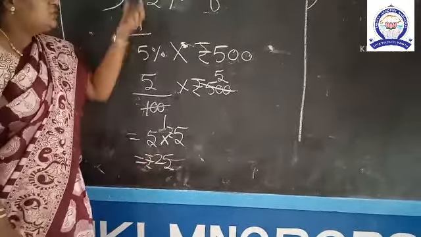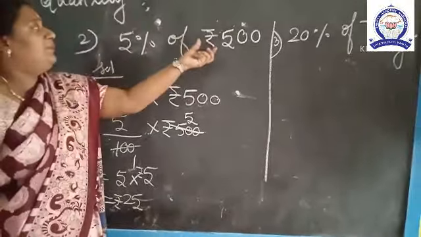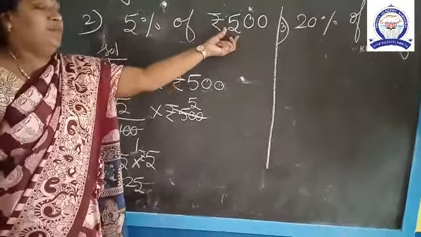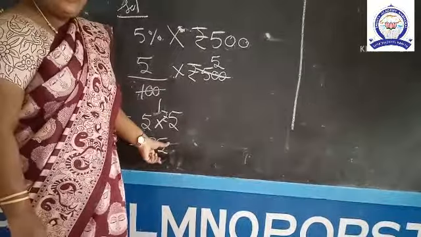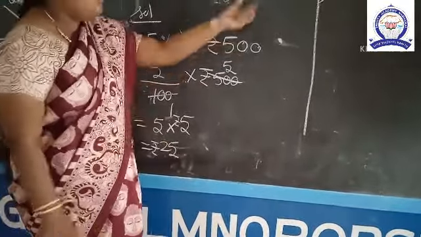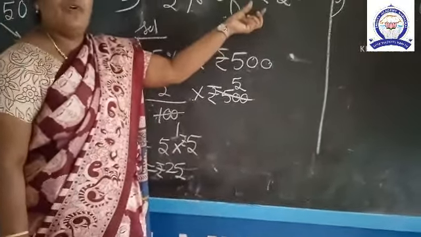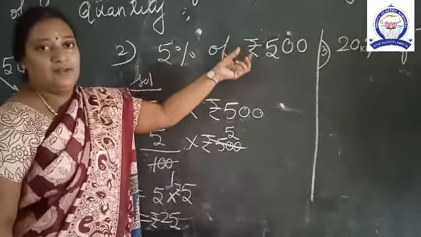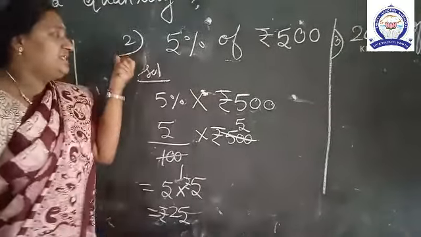Okay va? So 5% of rupees 500 means 25 rupees is a discount. So 500 la 25 less panni 475 you can pay. Okay children. So once again I repeat.